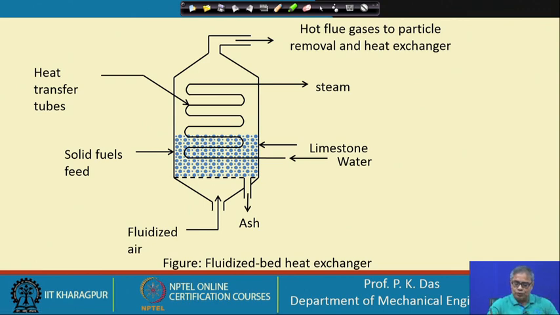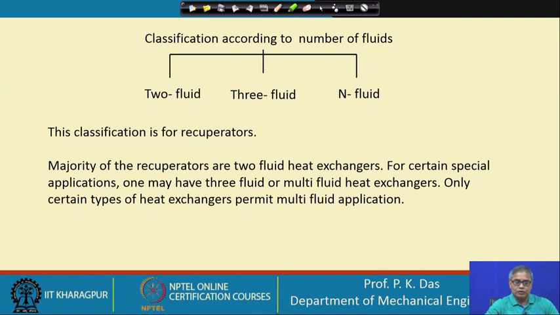Now, we go to another kind of classification. Here, classification according to the number of fluids. I have earlier mentioned that most of the heat exchangers will have two fluids. I again stress upon this particular point, but there could be special heat exchangers where three fluids are involved, or more than three fluids are involved, and those heat exchanger designs are very typical kind of design.